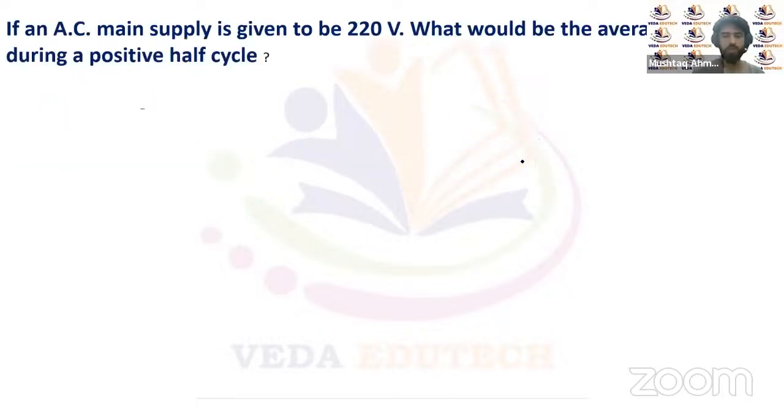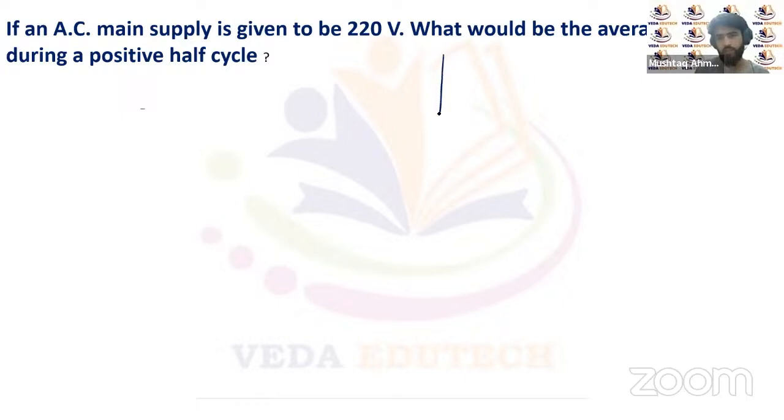Now let's move on to another question. If the main AC supply is given to be 220 volt, what would be the average EMF during the positive half cycle? So we have to find the average EMF during the positive half cycle. That's how we can calculate the average or RMS value of any function.